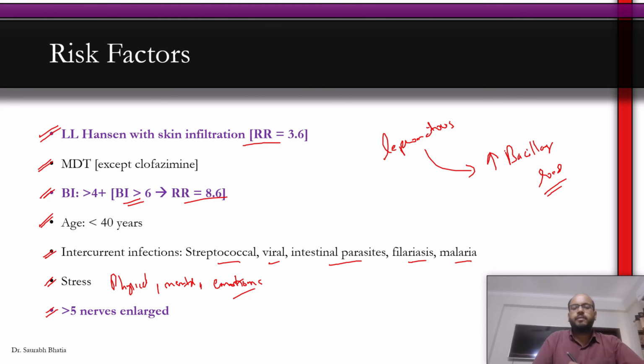More than 5 nerves enlarged is an independent risk factor for developing neuritis with ENL. So the more the number of nerves that are enlarged, the more the chance of developing ENL. Clear? Let's move forward.